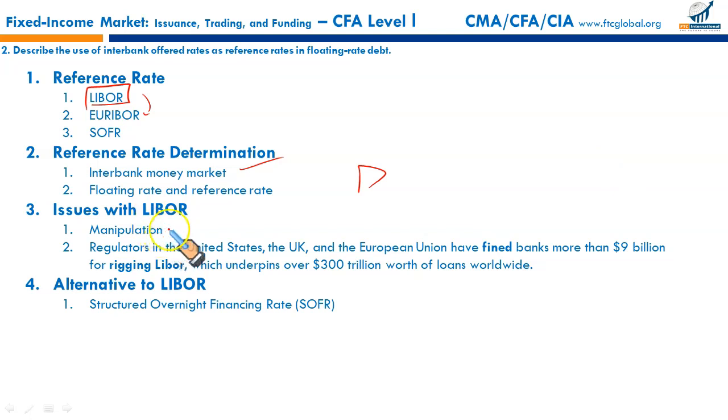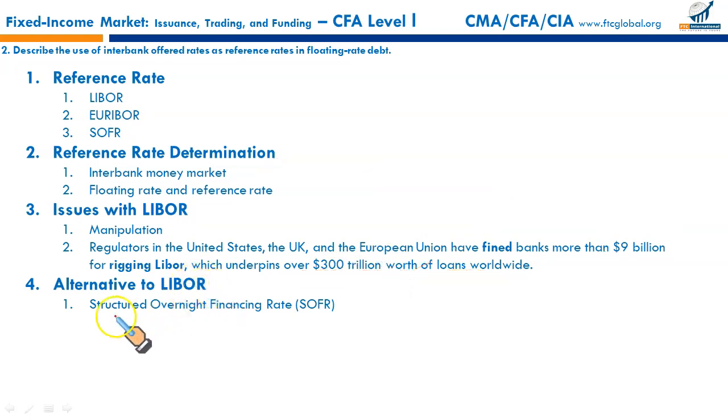Then the issue with Libor is that it is being manipulated by banks. Many banks have been fined $9 billion, a massive amount. Why? Because Libor is a single reference rate that underpins over 300 trillion worth of loans worldwide. So even a 10 basis point manipulation could result in massive swings in these assets under management, these debts. So that's why they needed an alternative.